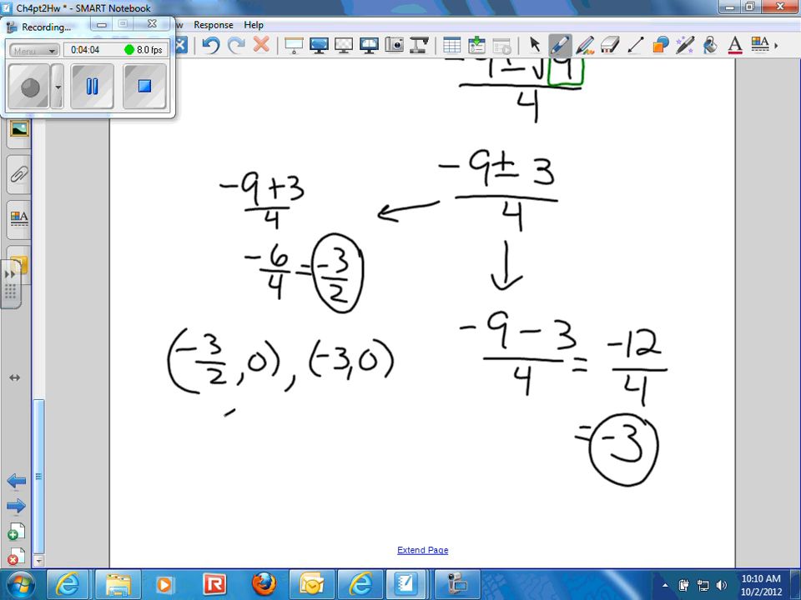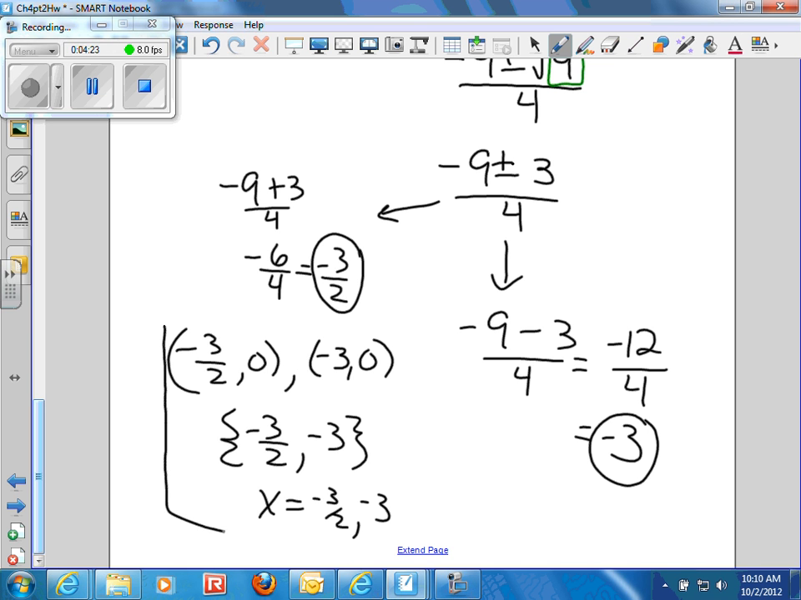They could also do a solution set, which is very likely on our test, where they put it like that, where it sort of looks like our domain and range set notation. So that's a solution set. And they can also just list it: x equals negative 3 halves and negative 3. So any of those ways you might see it written. And that is the quadratic formula.